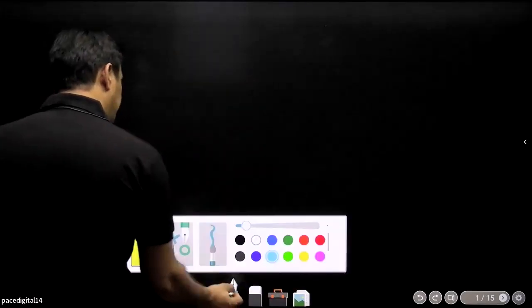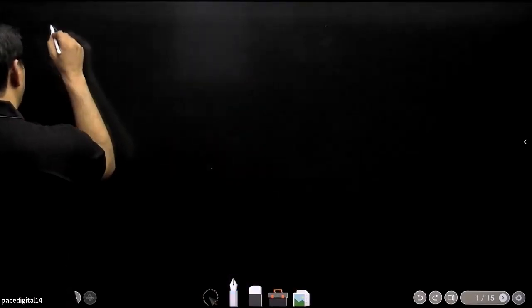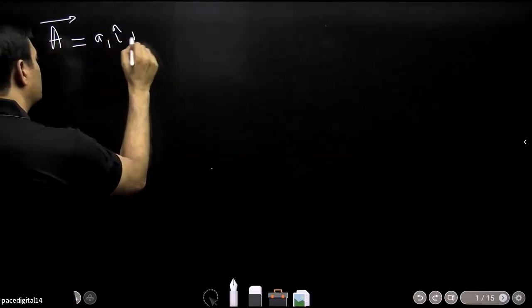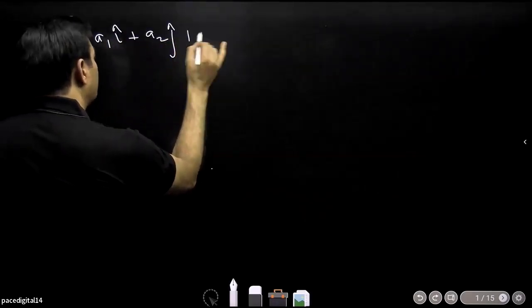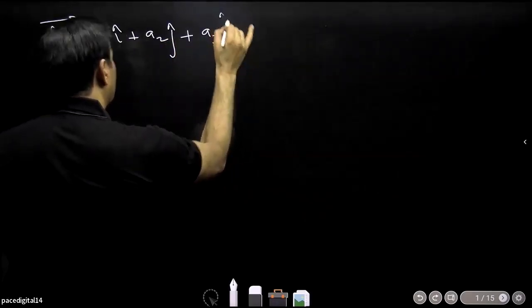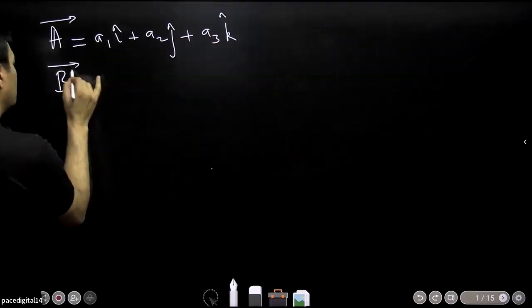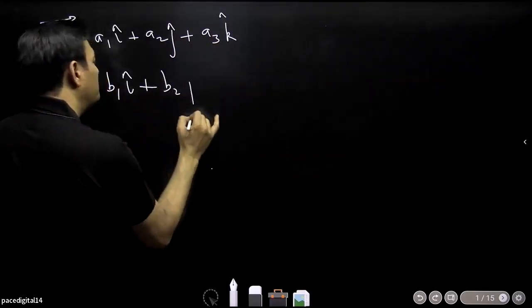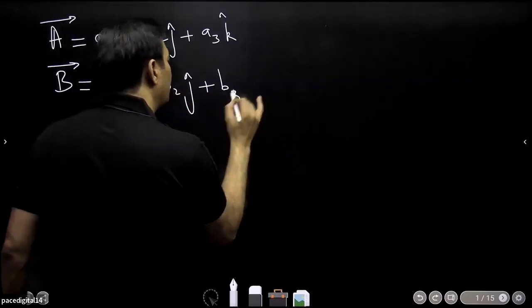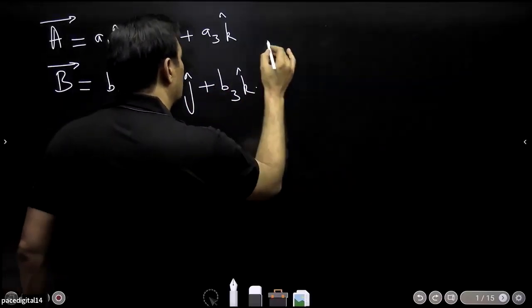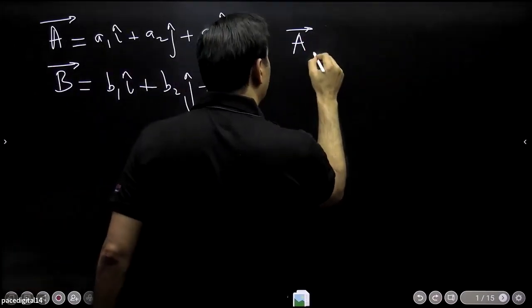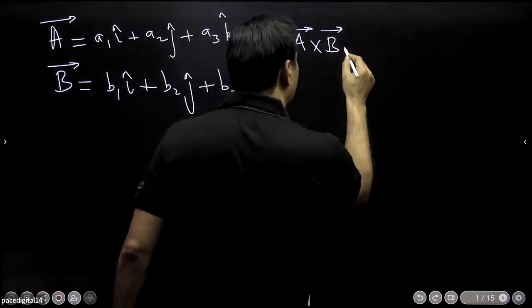A cross B. If A is the vector A1 i cap plus A2 j cap plus A3 k cap, and B is B1 i cap plus B2 j cap plus B3 k cap, then A cross B will be represented by a determinant. You will be learning it later.